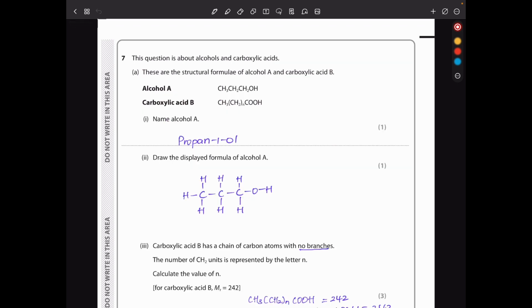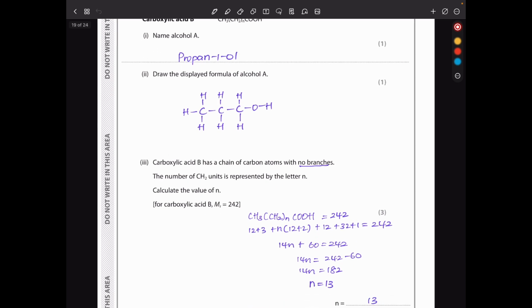In question 7, this question is about alcohols and carboxylic acids. These are the structural formulae of alcohol A and carboxylic acid B. They ask about alcohol A. This is propan-1-ol. It's an alcohol with 3 carbons and the OH is at the end, so propan-1-ol. And then they say draw the displayed formula of the alcohol A. In a displayed formula, we display all the bonds. So this is CH3, CH2, CH2, and then OH. All the bonds are displayed out.